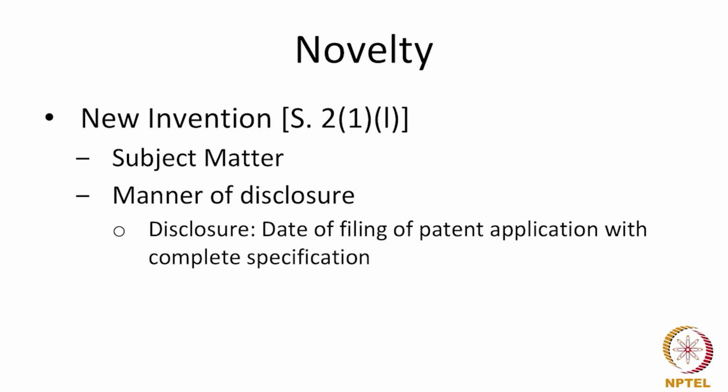If the disclosure or if the anticipating material happened before the date of filing the patent application with complete specification, then it is at that point we are going to look at the prior art. The prior art for determining novelty will be the prior art before the date of filing the patent application with the complete specification.